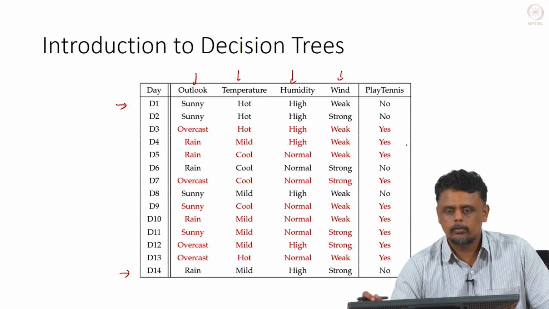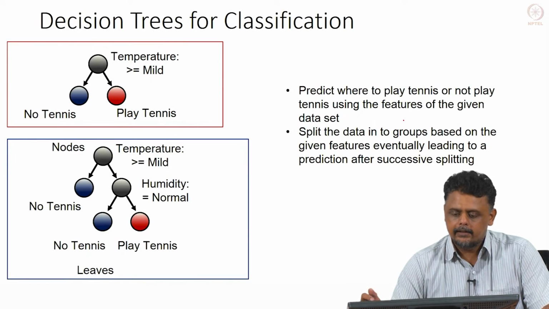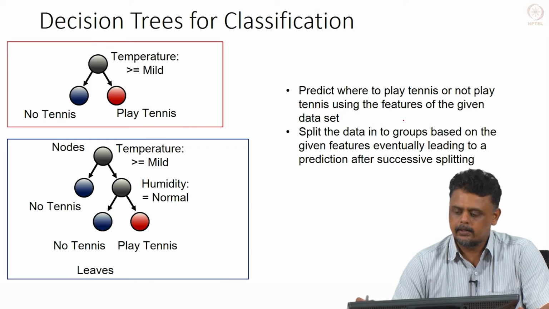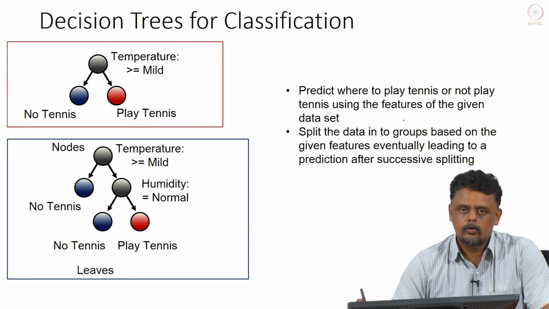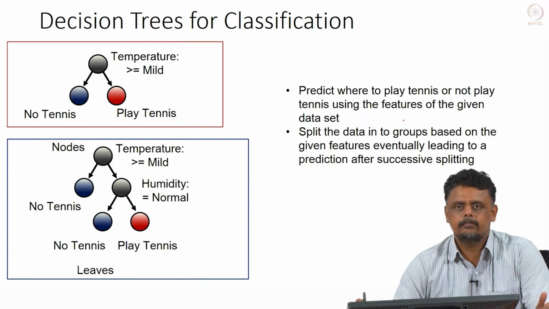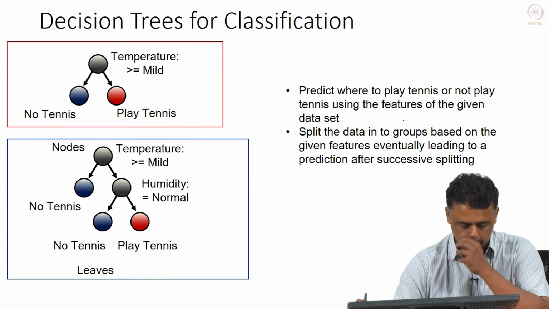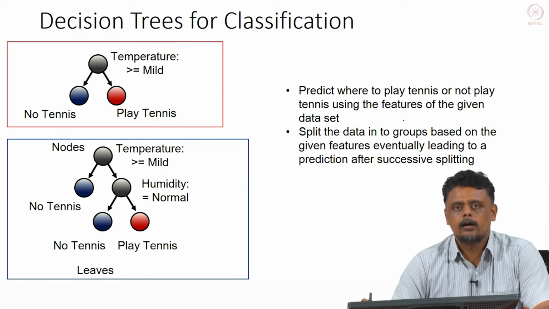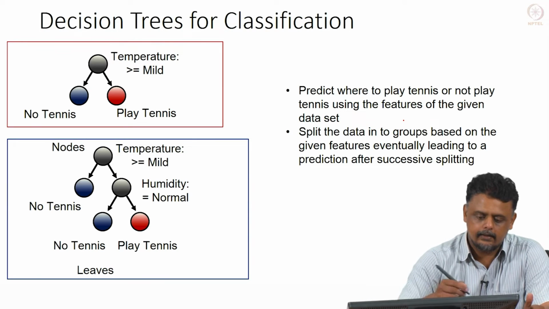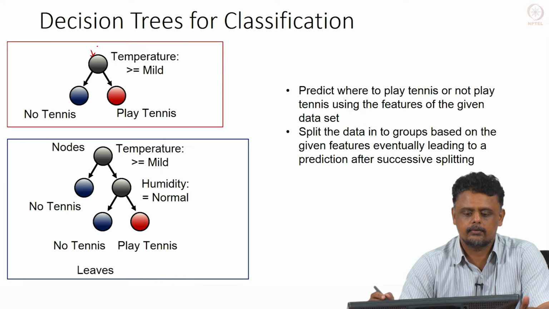How would we go about doing that using decision trees is what we are going to look at in this video. The idea, to reiterate, is to make a decision as to whether to play tennis or not based on the features provided. The way you go about doing that is to split the entire data based on the features provided, eventually leading to a decision as to whether to play tennis. So, we start at a node. This is what is called a node, which contains the whole data set.